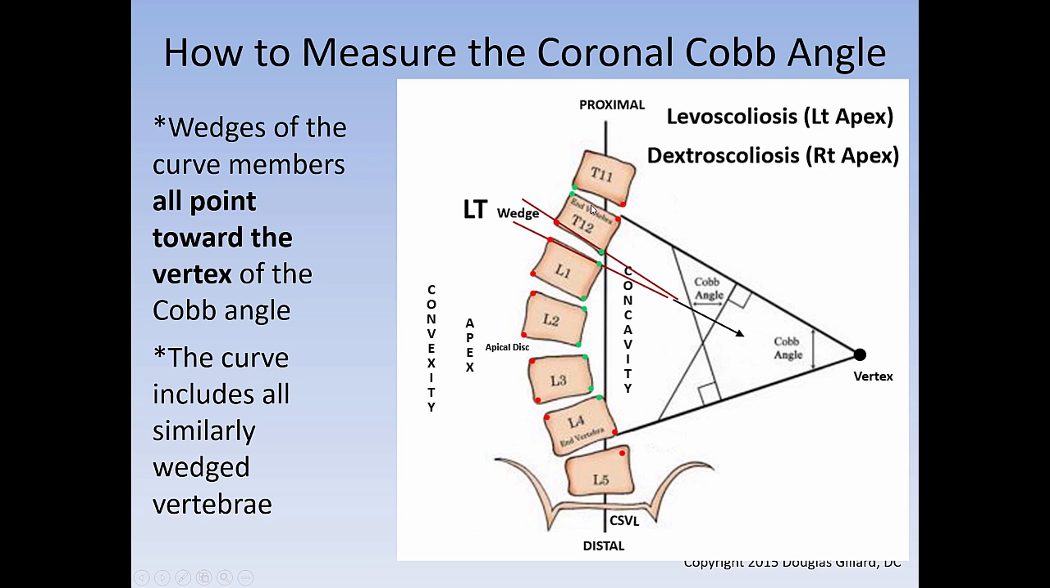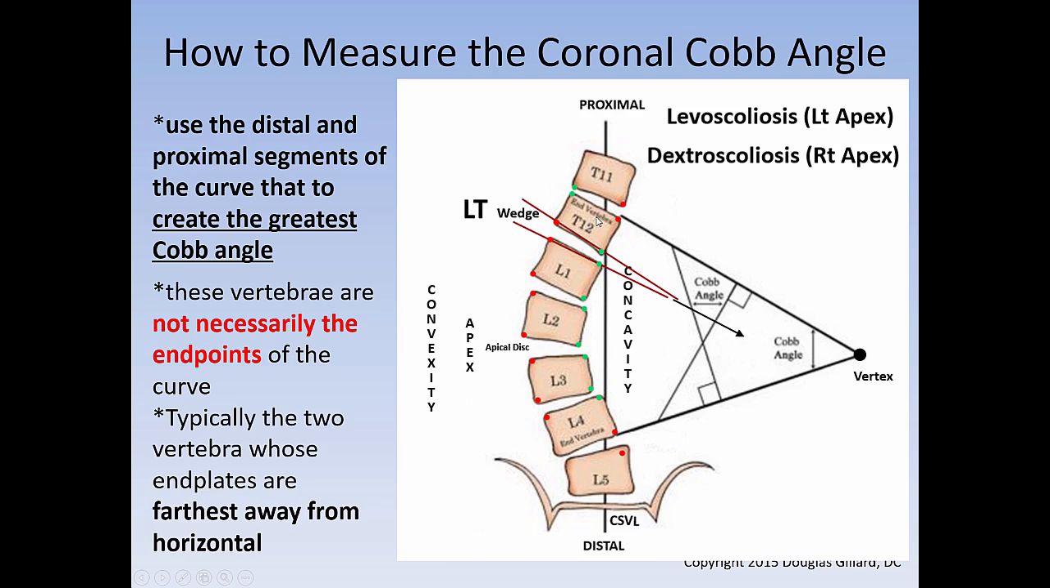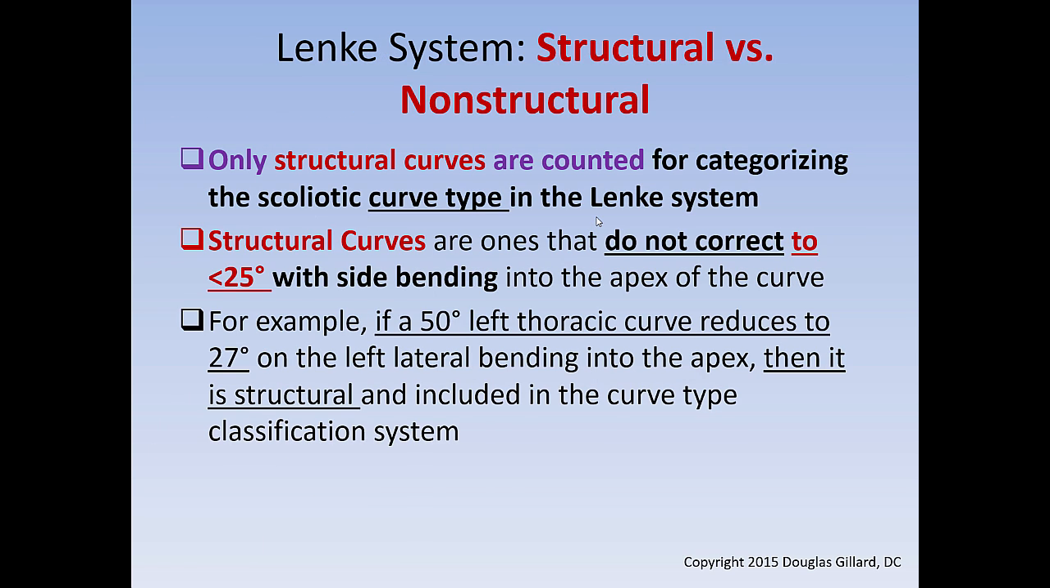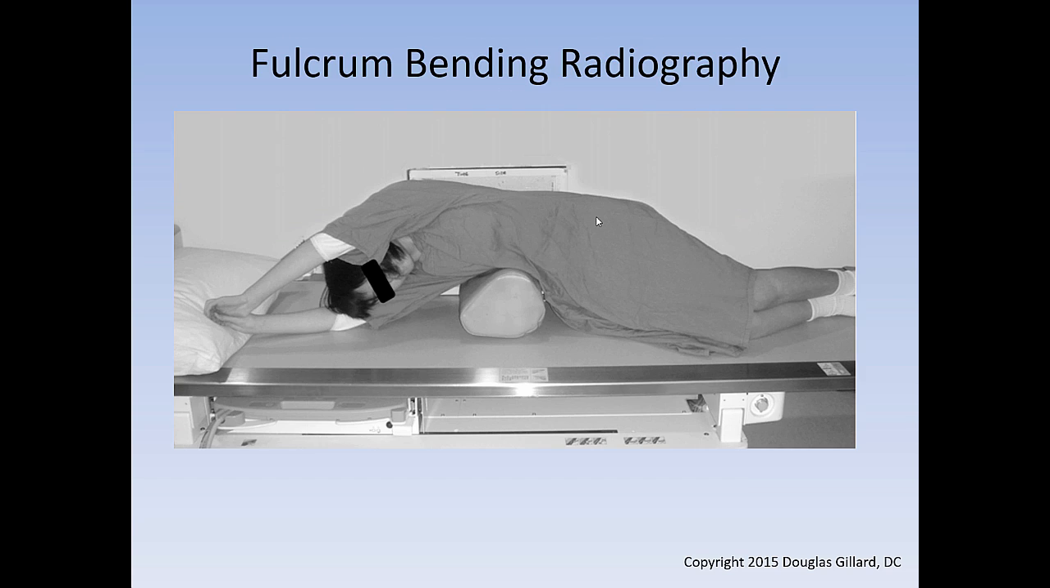And now the line is drawn from the top end plate, from the bottom end plate. Not always, though. Sometimes one vertebra will be laterally flexed a little more than the final member. So it's the ones that are tilted away from horizontal the most.